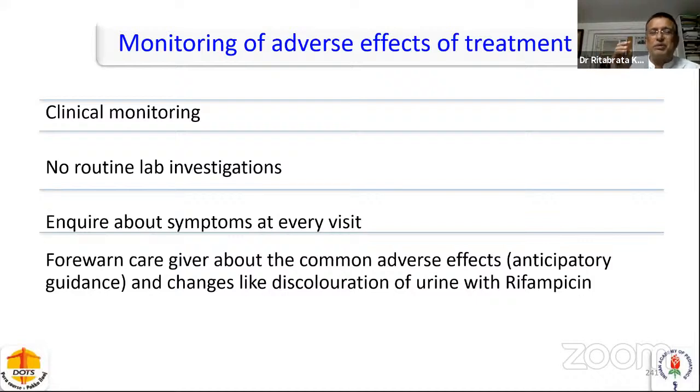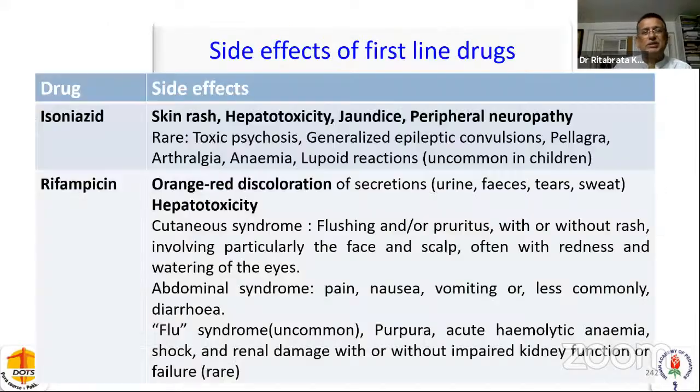One of the most common adverse effects when you start anti-TB therapy is discoloration of the body fluids, starting from the tears, urine, even the sweat. You have to explain that this is very common, and parents often get frightened by seeing this. On each visit, you should also train them how to detect adverse effects. For detection, we mainly do clinical monitoring, and if clinically we find some abnormality, then we go for laboratory tests. Otherwise, you don't do any routine laboratory tests.